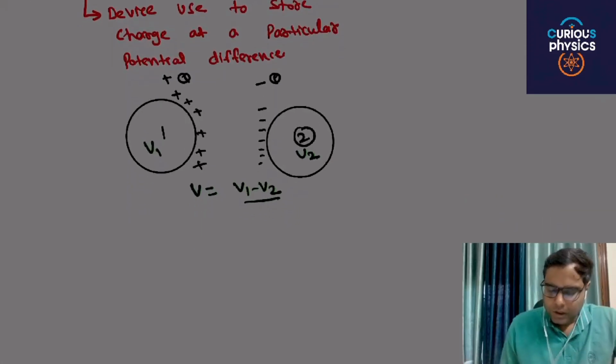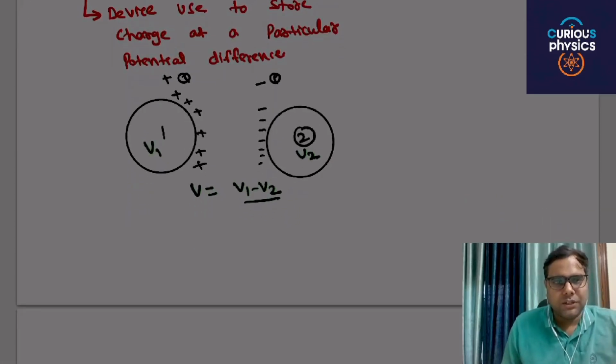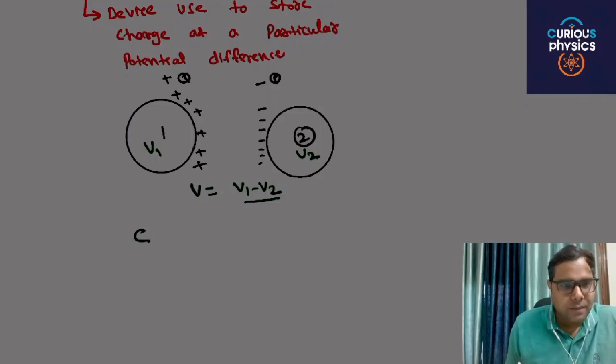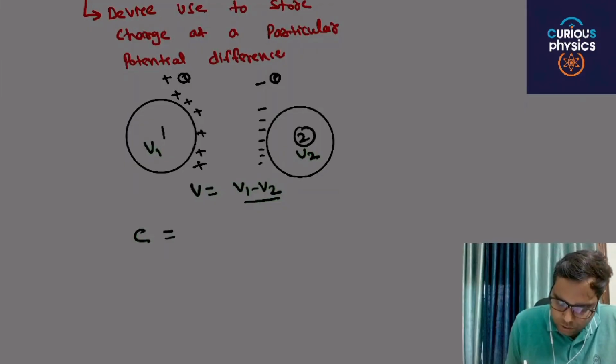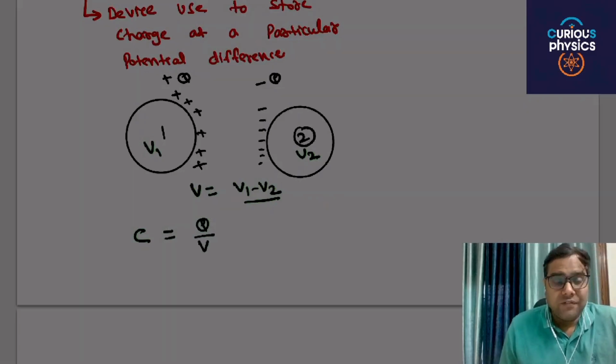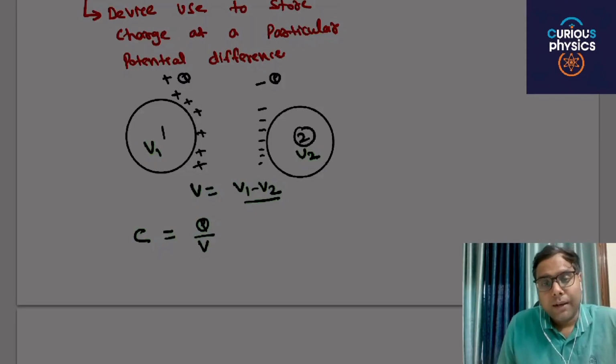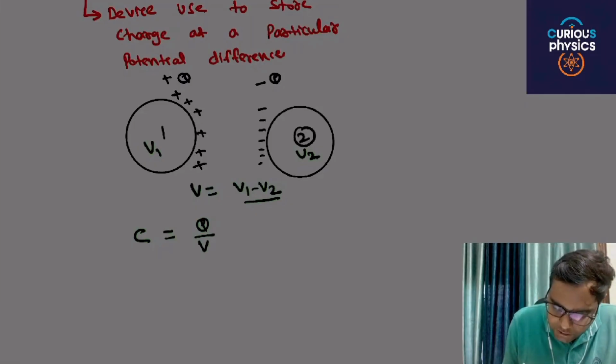So in this condition, we have defined a particular property of this system of two conductors, that is capacitance. Capacitance is equal to charge divided by potential difference. Here V is the potential difference, and we also know that if there is a potential difference there is an electric field, and the electric field moves from higher potential to lower potential. So there is also an electric field present in this system.